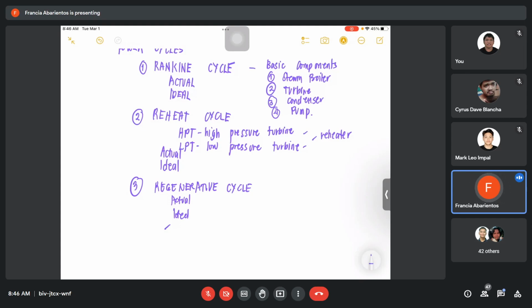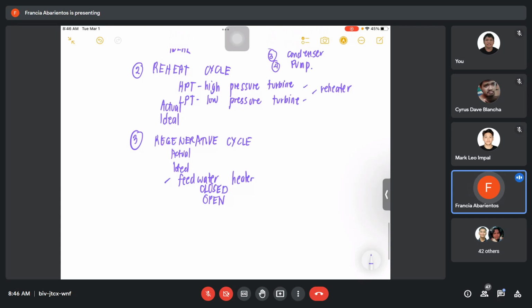Madaming stages, class, ha. Sa regenerative, we can have this. Papasok dito yung feed water heater. Pwede siyang closed feed water or open. Ayan. Okay, class. So, yan yung mga elemento. So, may different stages. Pwedeng 3 stages, 2 or more stages, depending upon the capacity of the power plant.